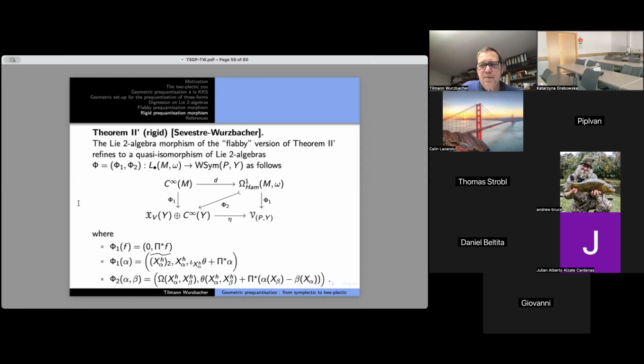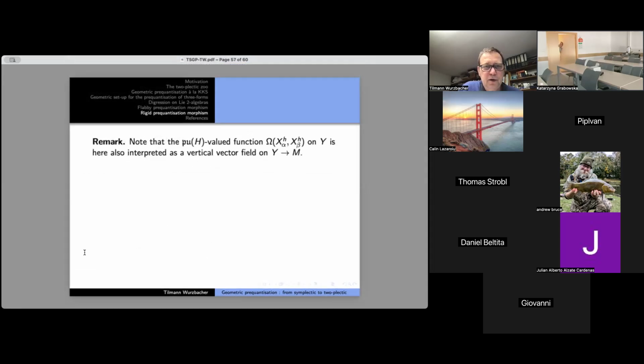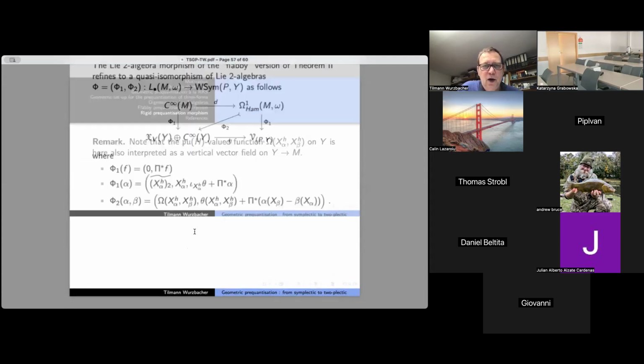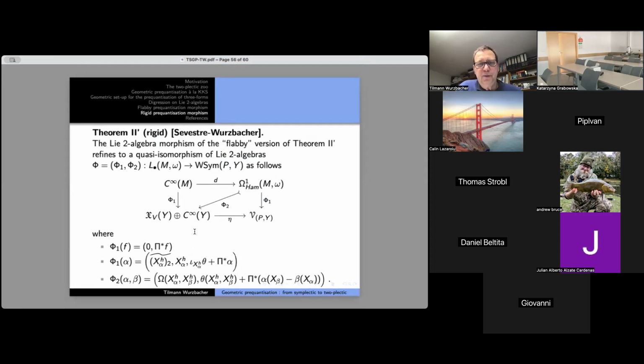So in a certain sense, it's the best I can hope for. It's not an isomorphism of Lie one-algebras, of classical Lie algebras, but it's a quasi-isomorphism of Lie two-algebras. And I explicitly give all the formulas. Maybe I don't want to discuss the formulas too much. I just want to remember that theorem 2 was an isomorphism of Lie algebras in the one-plectic case. And now I get a quasi-isomorphism of Lie two-algebras, but it's onto the weak symmetries. Okay, I think I want to stop here.